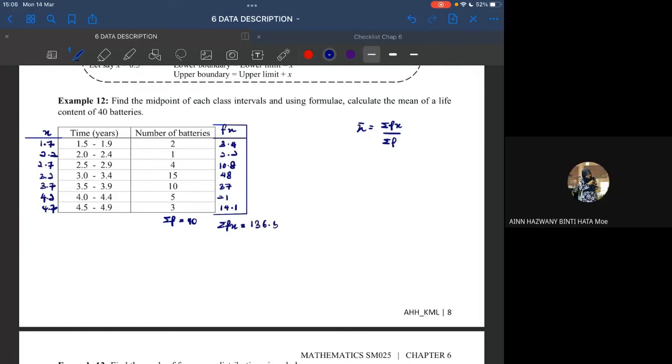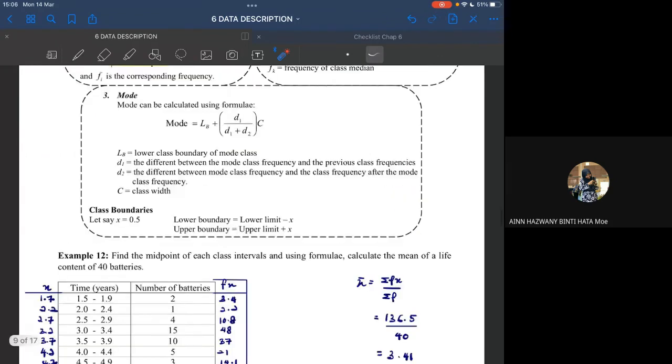Okay, check balik 136.5. So here to find the mean, we have 136.5 divided by 40 and we get the answer 3.4 point. Okay, very basic. Itu saja untuk cari mean. So untuk cari mean, kamu perlukan midpoint, kamu perlukan product of frequency dengan midpoint kita. That's it.